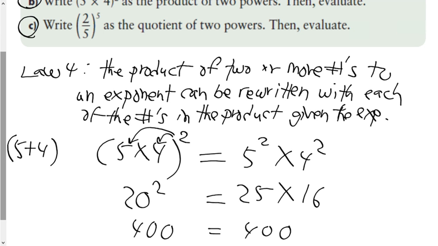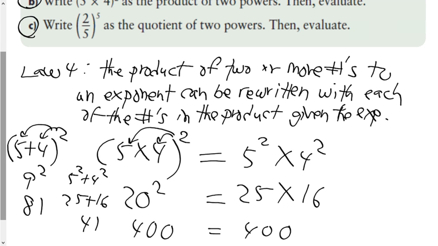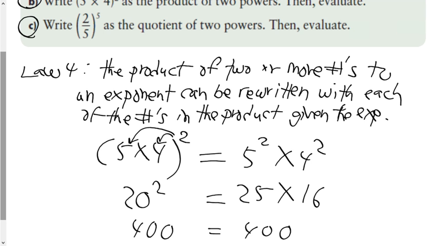The sum of two numbers doesn't work. Because if I solved it with BEDMAS, this would be 9 squared, which is 81. Agreed? And if I tried allocating it to this, I would have 5 squared plus 4 squared, which is 25 plus 16, which is 41, right? So the sum of two numbers in brackets put to an exponent does not work with that law. You can't reallocate the exponents to the parts of the sum, but you can with the product, okay? And that's what Law 4 states.